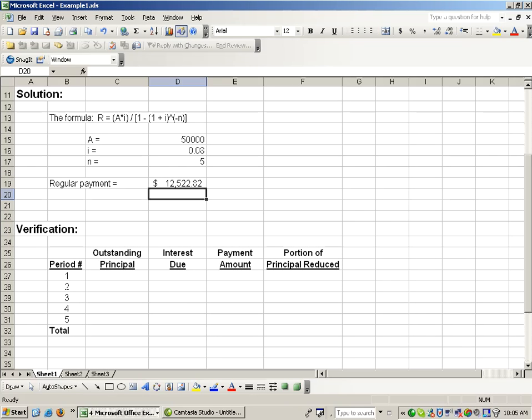Okay, I've already set this up. You want to keep track of the periods, and for each period you want to keep track of the outstanding principal that is still due. You want to keep track of how much interest was in each payment. You want to keep track of the payment amount, that's the $12,000 figure, and you also want to keep track of the amount of principal in each payment. Okay? So, when this first begins, the outstanding principal is $50,000. Okay? And the interest due is 8% of that.